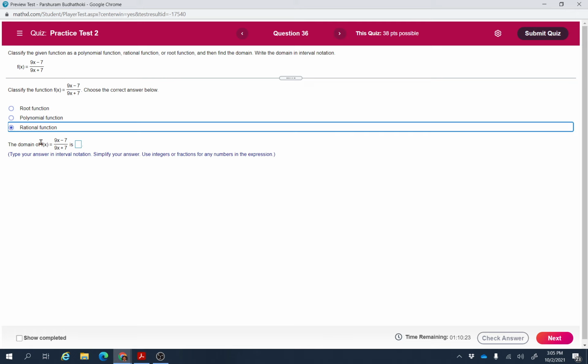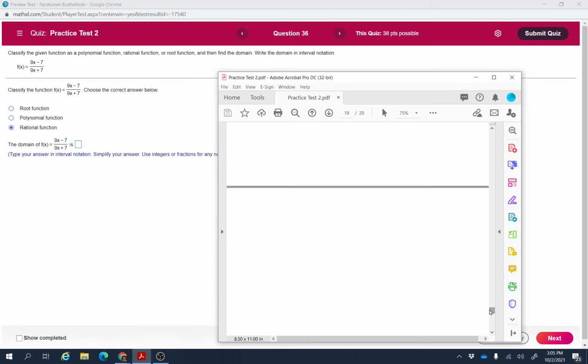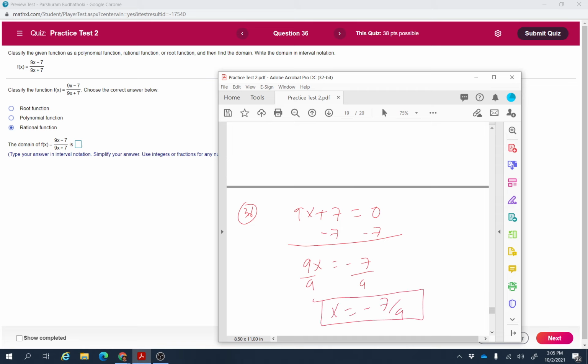The domain of a rational function is all real numbers except the x which makes the denominator 0. In this case, the denominator of that function is 9x plus 7, and we don't want that to be 0. So we are trying to find what value of x makes that denominator 0. Just divide both sides by 9, so x equals -7 over 9. So x equals -7 over 9 makes this denominator 0. That means the domain is all real numbers except -7 over 9 for x.